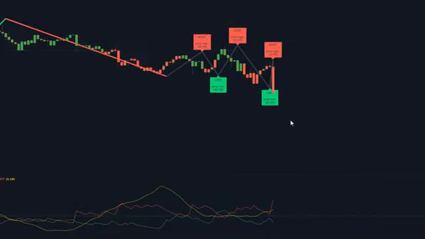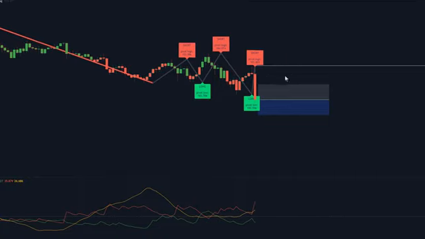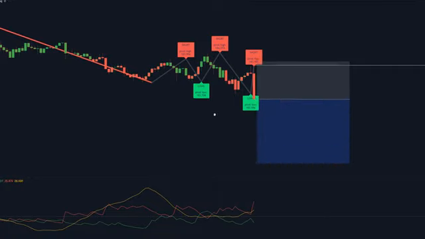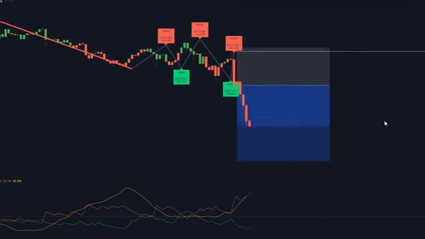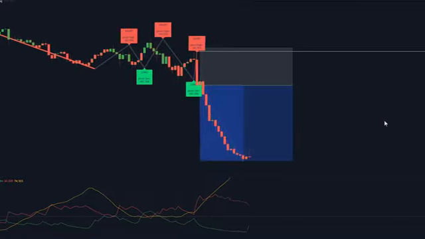All our entry conditions are met on this candle, so we're gonna enter a short trade on the open of the very next candle. We're gonna set our stop loss above the most recent swing high. For the take profit, we're gonna set it at 2 times the risk. Letting this trade run, and it hits take profit.